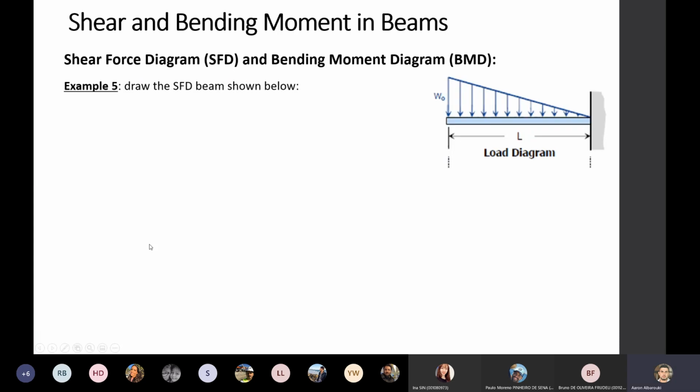Let's look at this example. Let's say we have a force, wherever it is, this W0, doesn't matter, the value is not important to us. Can you guys start looking at the shear force diagram for me here, based on what we learned?